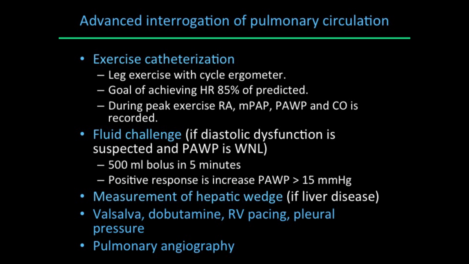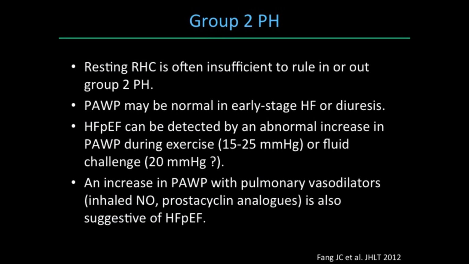Other things you can do are fluid challenges. You can measure hepatic wedge, do some other maneuvers that if I have time, I'll talk to you about. And I don't do this, but in the appropriate setting, you can also potentially do a pulmonary angiography if you're suspecting chronic thromboembolic pulmonary hypertension. Some patients with group 2 PH, the right heart catheterization is not enough to rule in or rule out this condition because the wedge may be normal.